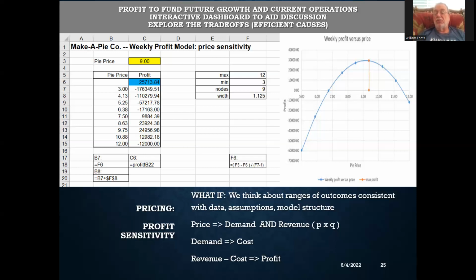Does the blue line change, which is that profit line. This is in every economics textbook. But this is where it comes from, this kind of an analysis. Notice there's max, min, nodes, width in the middle.